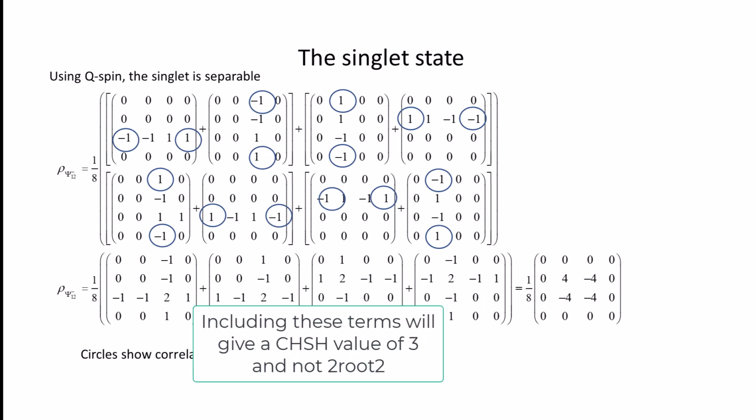To get the full correlation, we must replace the singlet with these 8 product states, and not one entangled state. To do the calculation properly, we need to work out the correlations from these 8 terms separately, and they will add up to give a CHSH value of 3, and not 2 root 2.